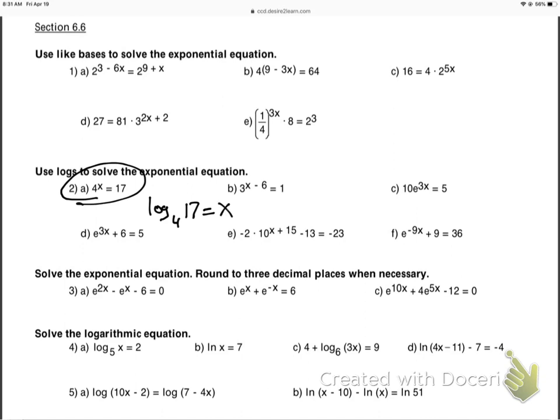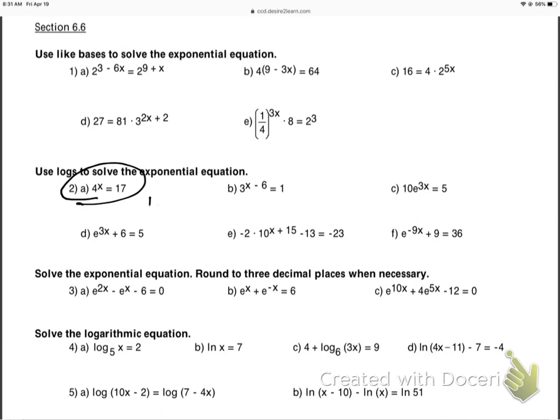I can now use the change of base rule and say that x equals log 17 over log 4, or ln 17 over ln 4. Remember, this is the log base 10. So you could do that, okay?